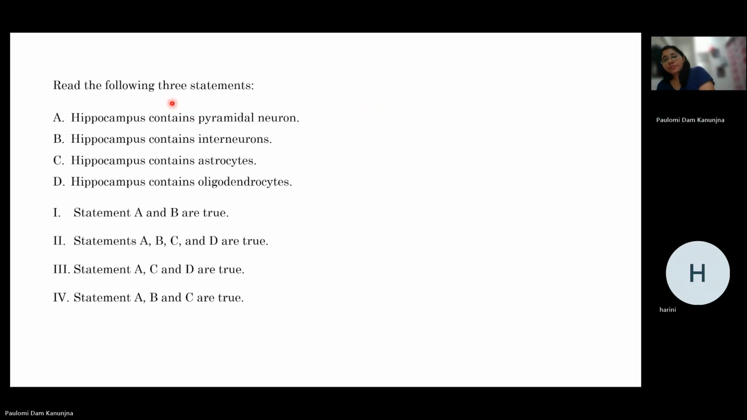Okay, now we have discussed this in the previous class also. We looked into the hippocampus and what kind of neurons it has. The statements here say the hippocampus contains pyramidal neurons, interneurons, astrocytes, and oligodendrocytes, and the options ask which of these statements are correct. So which of these cells are present in the hippocampus? Any idea which of these are present in the hippocampus?